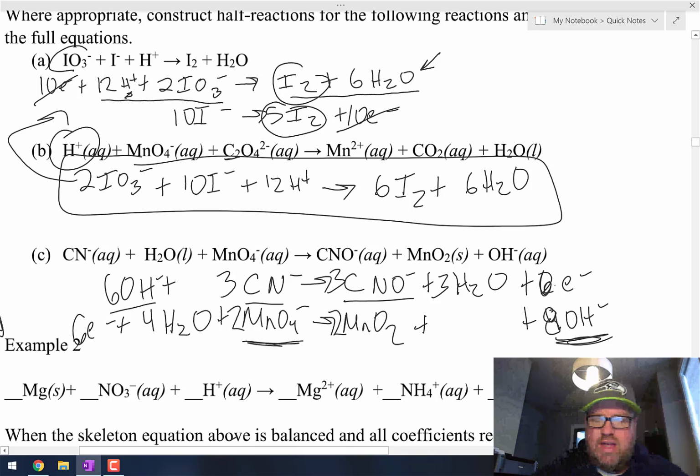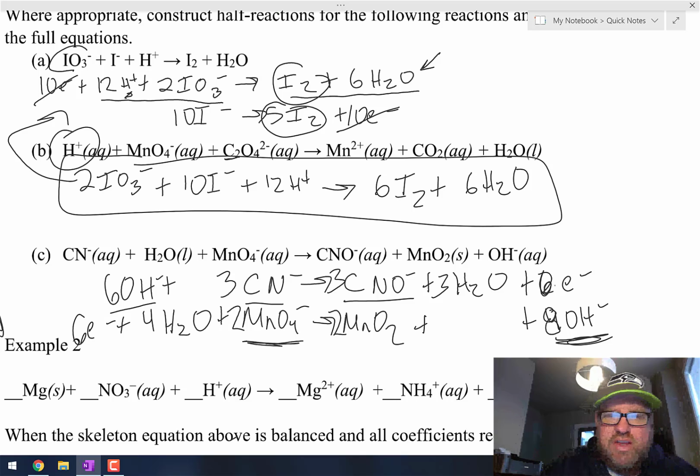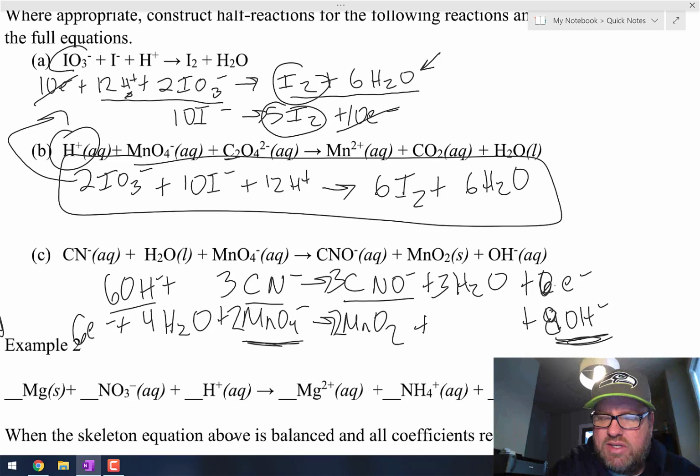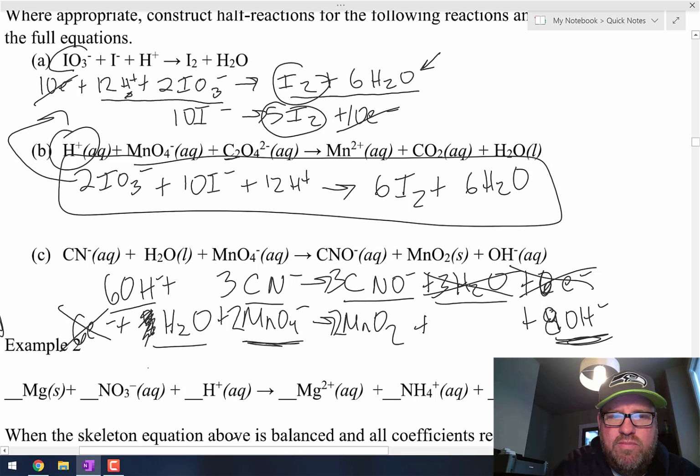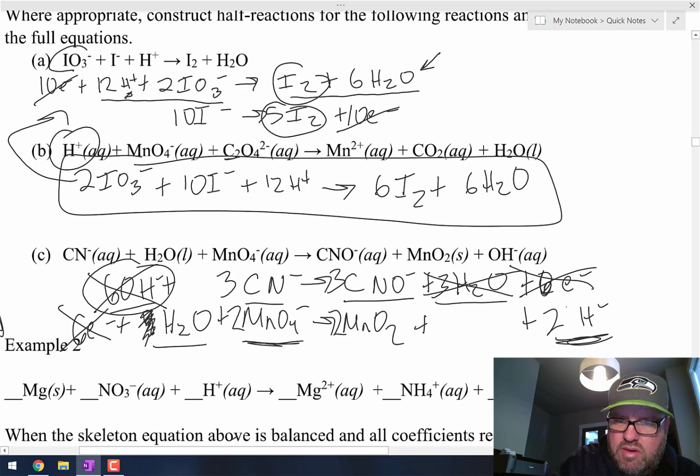Okay? And now the electrons are the same. So now we're going to cancel things that are the same on opposite sides. So those 6 electrons get canceled. Here we have 3 waters. Here we have 4. So those 3 are gone, and 3 of those 4 are gone. So we're left with 1 water. Here we have 6 hydroxides. Those 6 are gone. And that makes 6 of those 8 become 2. Okay, and so now I believe we are done.